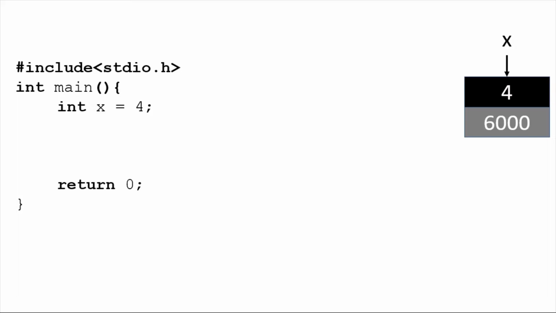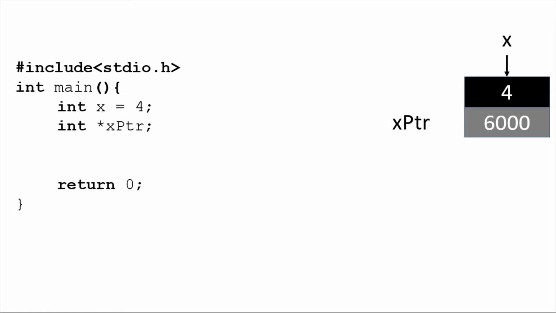Now let's create a pointer variable. Pointer declaration is the same as normal variable declaration. We just add a star before the pointer name. Here we created a pointer xptr. This xptr points to nothing for now.